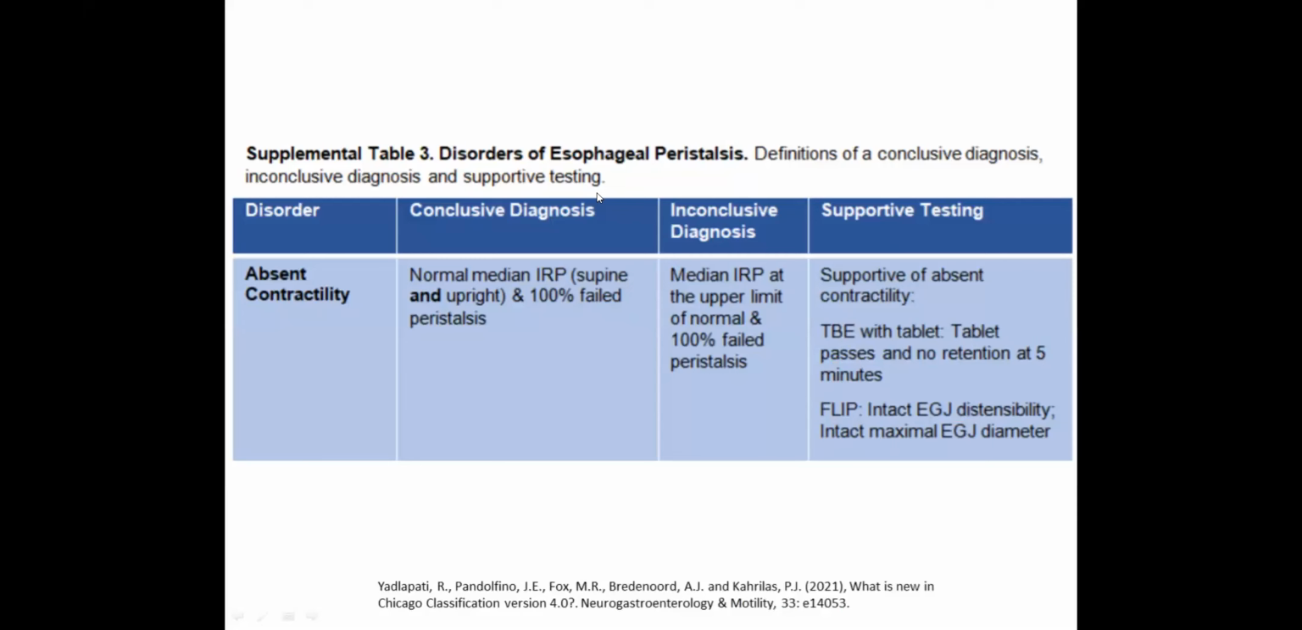So disorders of esophageal peristalsis, right? Absent contractility, to be conclusive, of course, satisfies all the criteria I mentioned earlier. Sometimes it's inconclusive if the IRP is at the upper limit of normal. So if the IRP is at the upper limit of normal, better do a barium swallow or timed barium esophagogram, or if you have EndoFLIP, you can do it to help you, as part of the supportive testing.